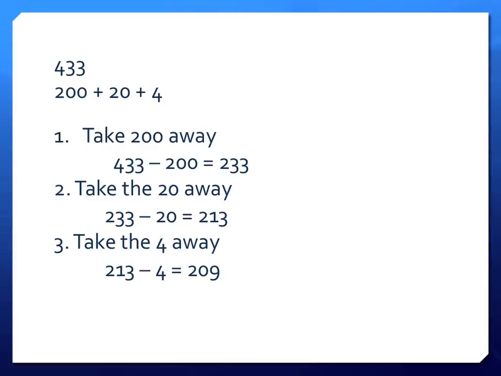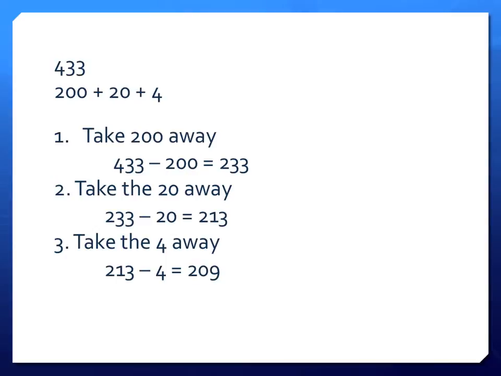The first thing we're going to do is take 200 away. So 433 take away 200 equals 233. The second thing we're going to do is take the 20 away. 233 take away 20 is 213. The third thing we're going to do is take the 4 away. 213 take away 4 is 209.